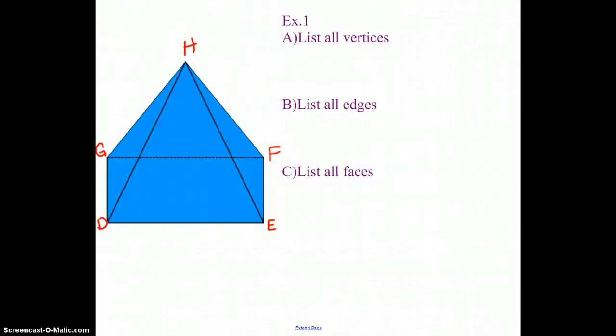Now, on a shape like this, if they want us to list all the vertices, now, vertices is plural for vertex. So sometimes you'll hear people say vertex or vertex point, or they'll say vertex points and vertices. So vertices would be all the letters that help make this up. So D, E, F, G, and H.